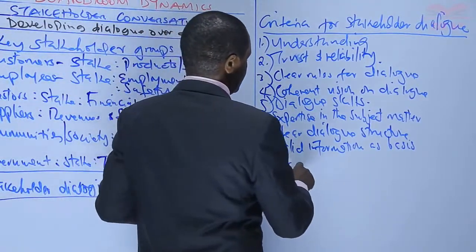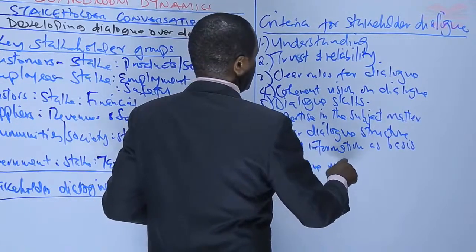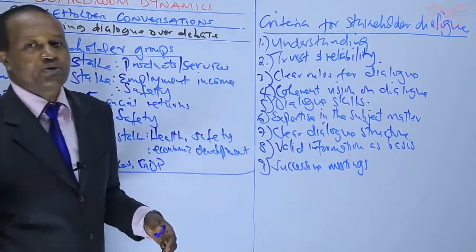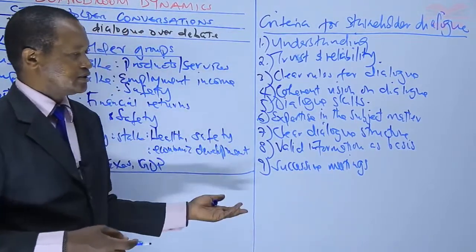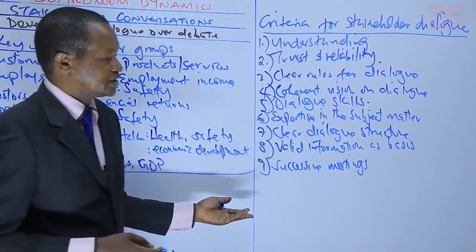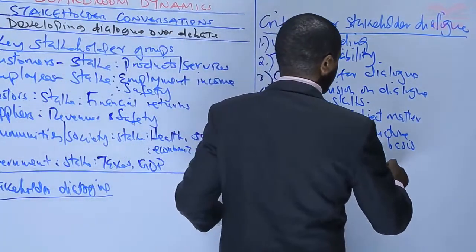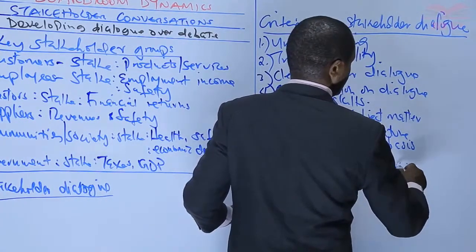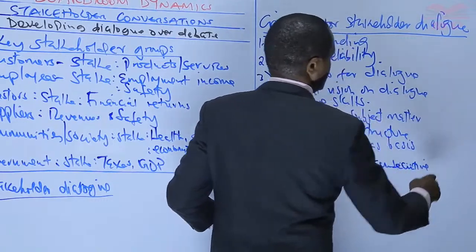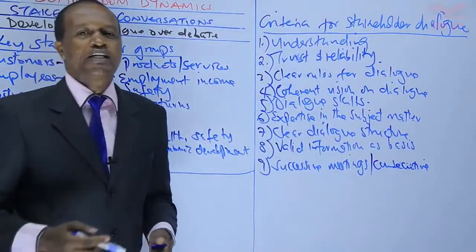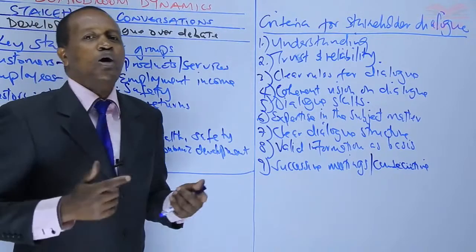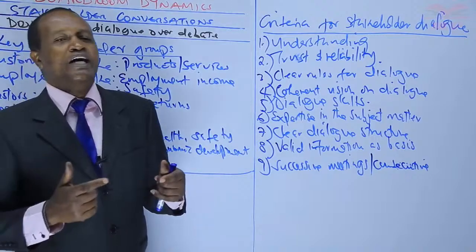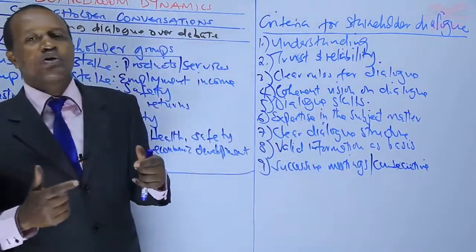9, successive meetings. What do I mean by successive meetings? By successive meetings, I mean consecutive meetings. Subsequent meetings. Now, a dialogue cannot be a one-off event.